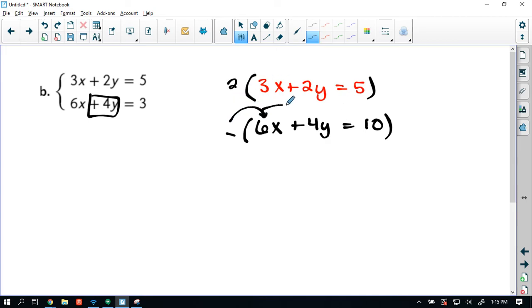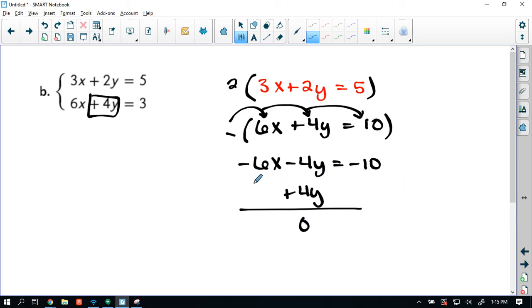So I'm going to multiply this negative to each of my terms, and I'll get negative 6x minus 4y equals negative 10. Now this puts my equation in a place where if I add the 4y from the second equation, I do get that 0. I do eliminate y. Now, unfortunately with this one, we also eliminate the first term, the x, because that also comes out to be 0.